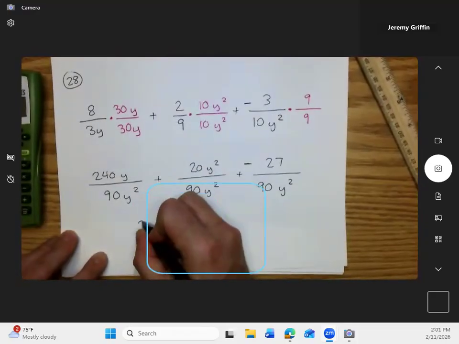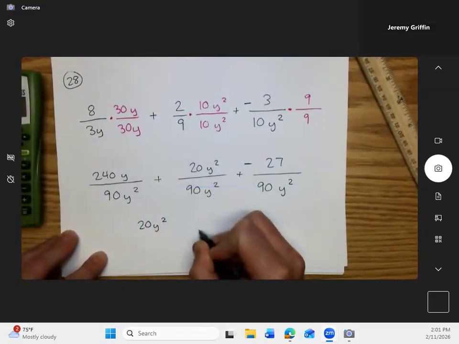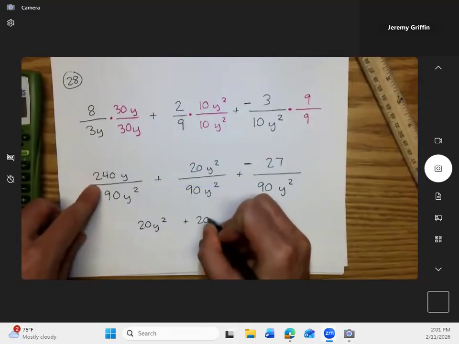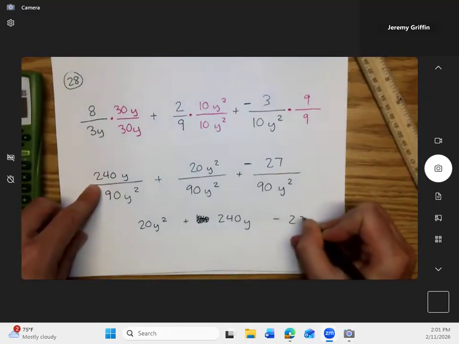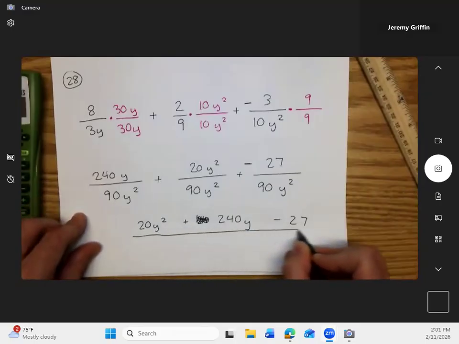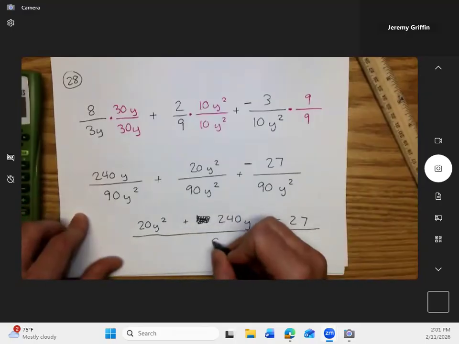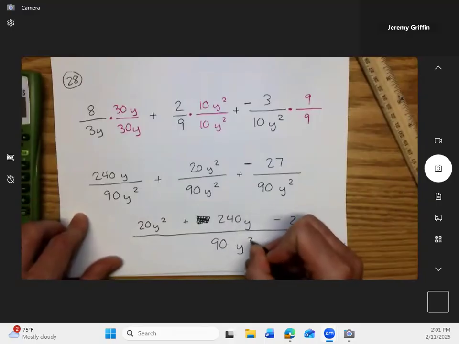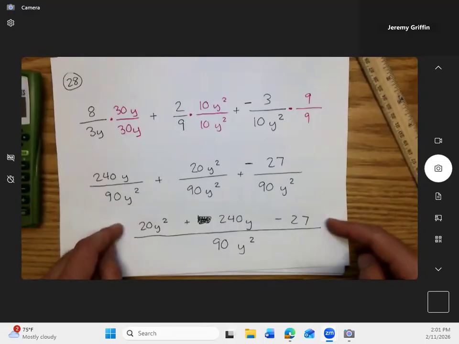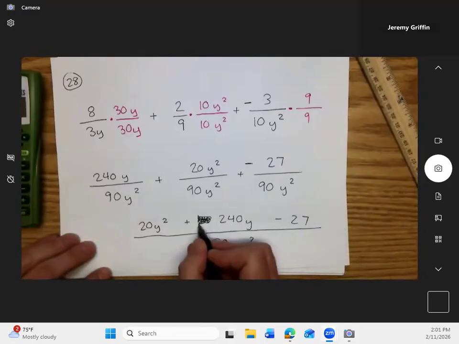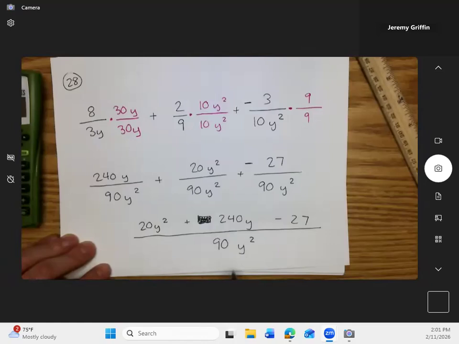I got a 20y squared term. I got a plus 240y. Yeah, 240y. I got a minus 27. This is all divided by 90y squared. Okay. Now, it's possible that the numerator factors, but whether it does or not, nothing's going to cancel with the denominator at this point. So I'll just stop right there.